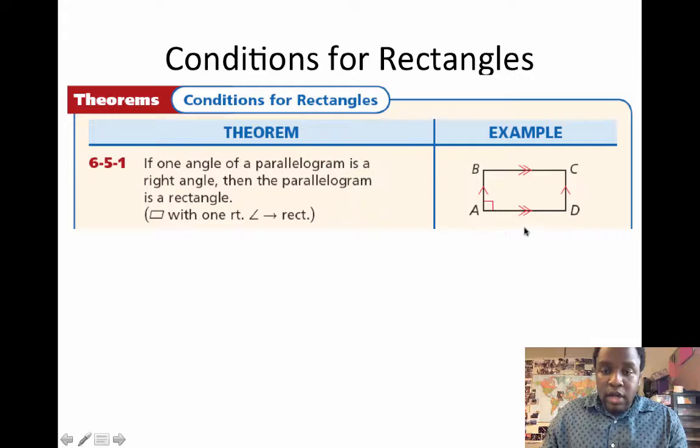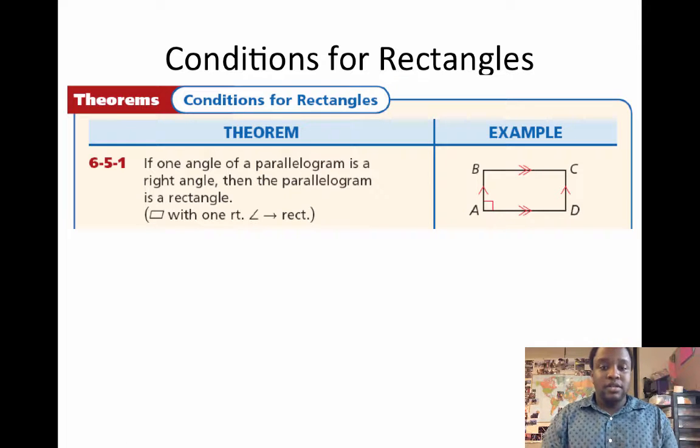Now, if we also know that one angle is a right angle, therefore we know that the opposite angles are congruent, and we know that the consecutive angles are supplementary. So that means all 4 angles would be right angles, and making it a rectangle.